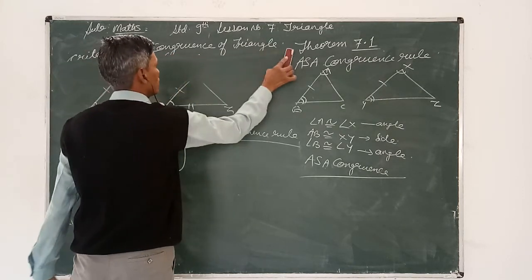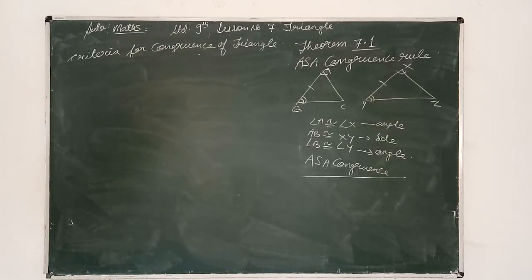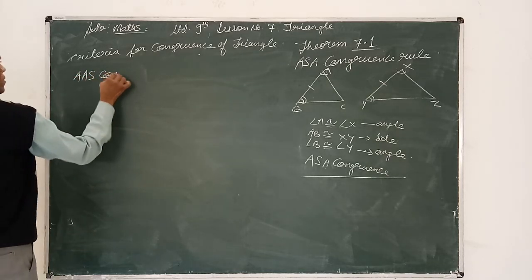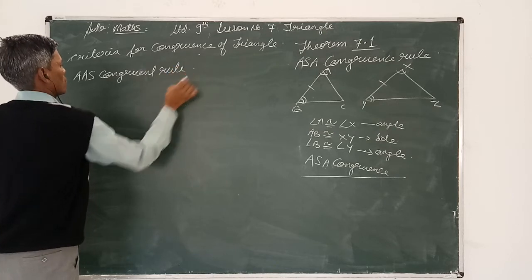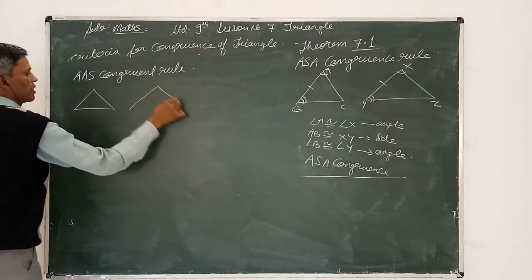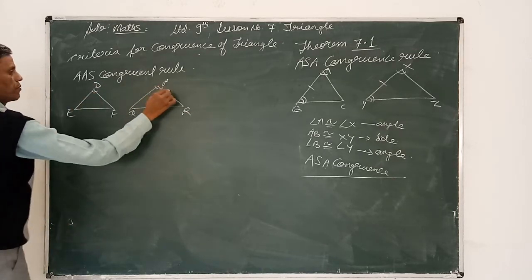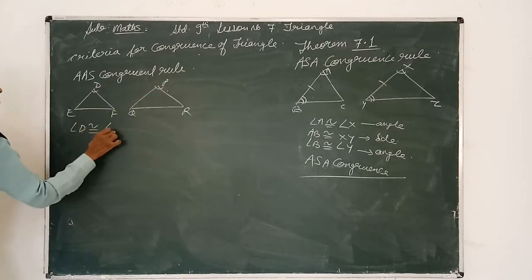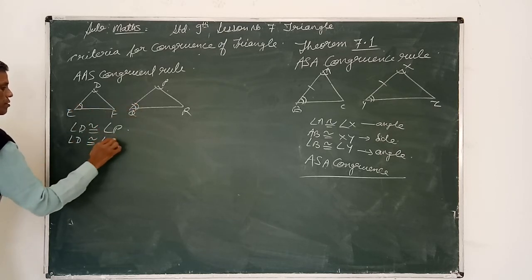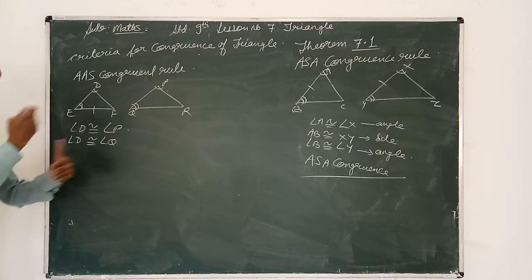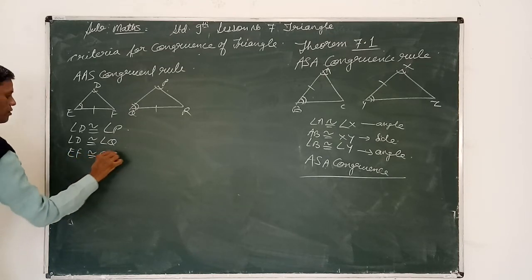Angle-angle-side congruence rule. Here again, it talks about two angles. Angle D is congruent to angle P, then angle E is congruent to angle Q, and the side, in sequence: first angle, then angle, then side. EF is congruent to QR.